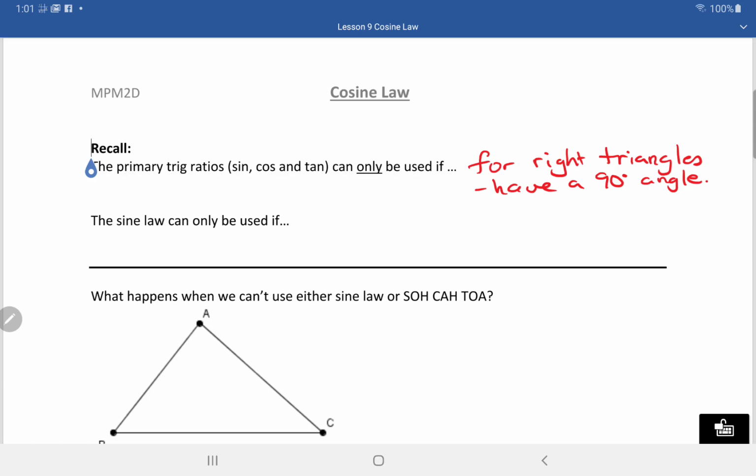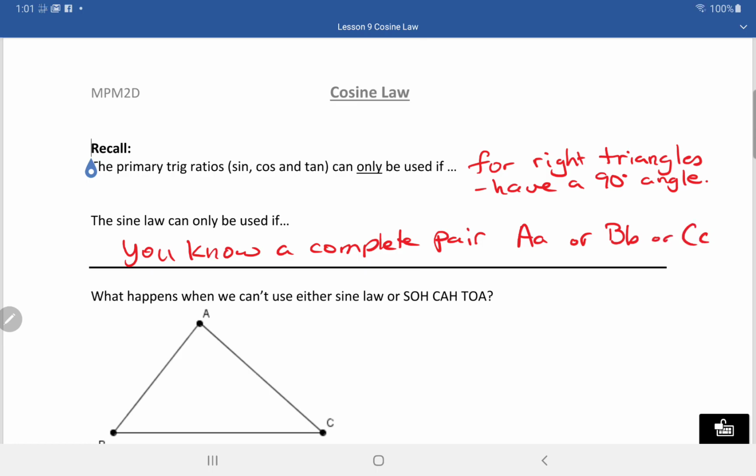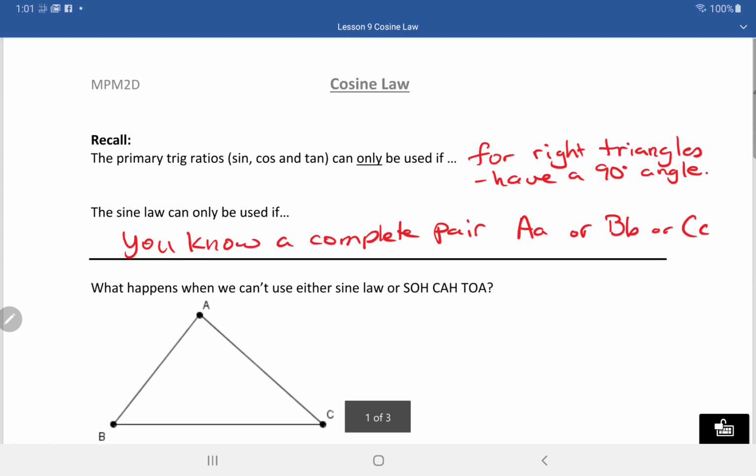And then last week's lesson was on sine law, and sine law can only be used if you know a complete pair. So remember what that means. That means knowing an angle and a side that go together, that are across from each other. So you either know capital A and lowercase a, or you know capital B and lowercase b, or you know capital C and lowercase c. So as long as you know a complete pair, you can use sine law.